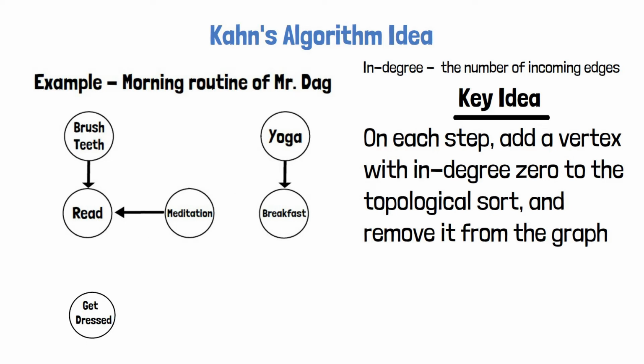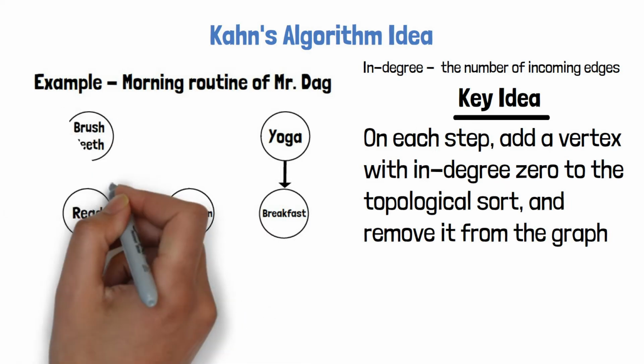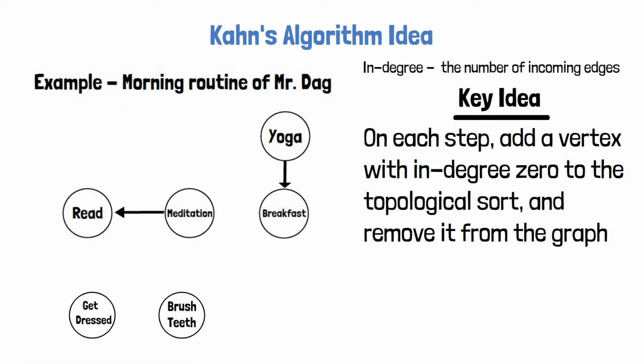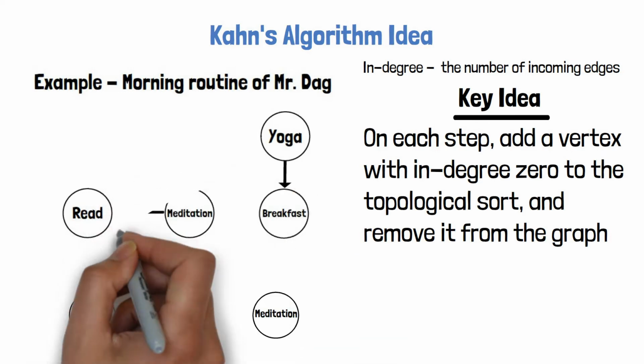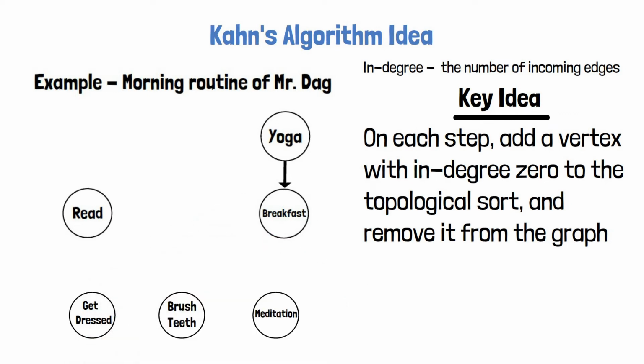Now we repeat and continue with brush teeth, which has no incoming edges. So we add it and remove it from the graph. Now we can add either yoga or meditation, since both have no more incoming edges. We choose meditation. Notice that meditation originally had an incoming edge, but we already removed it when adding the vertex connected to it to the topological sort.